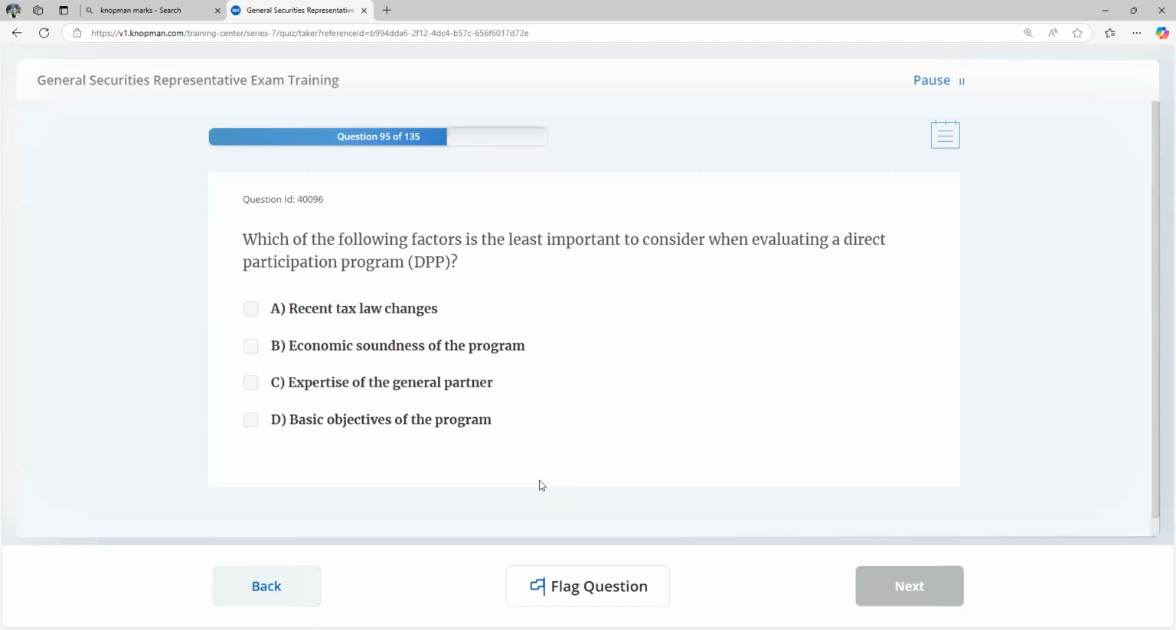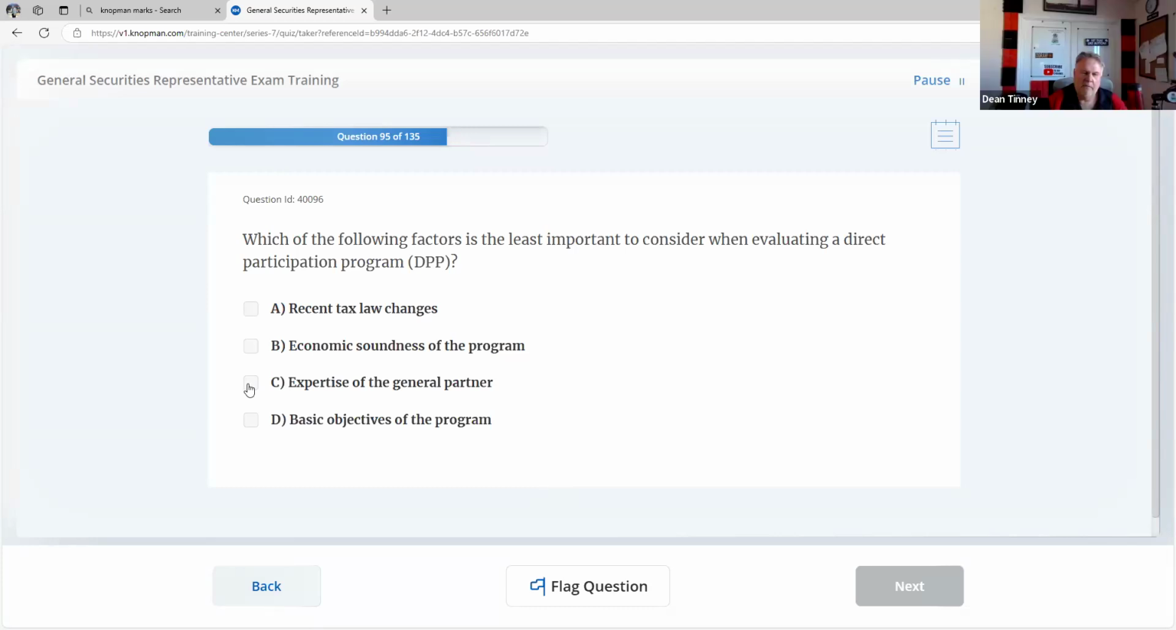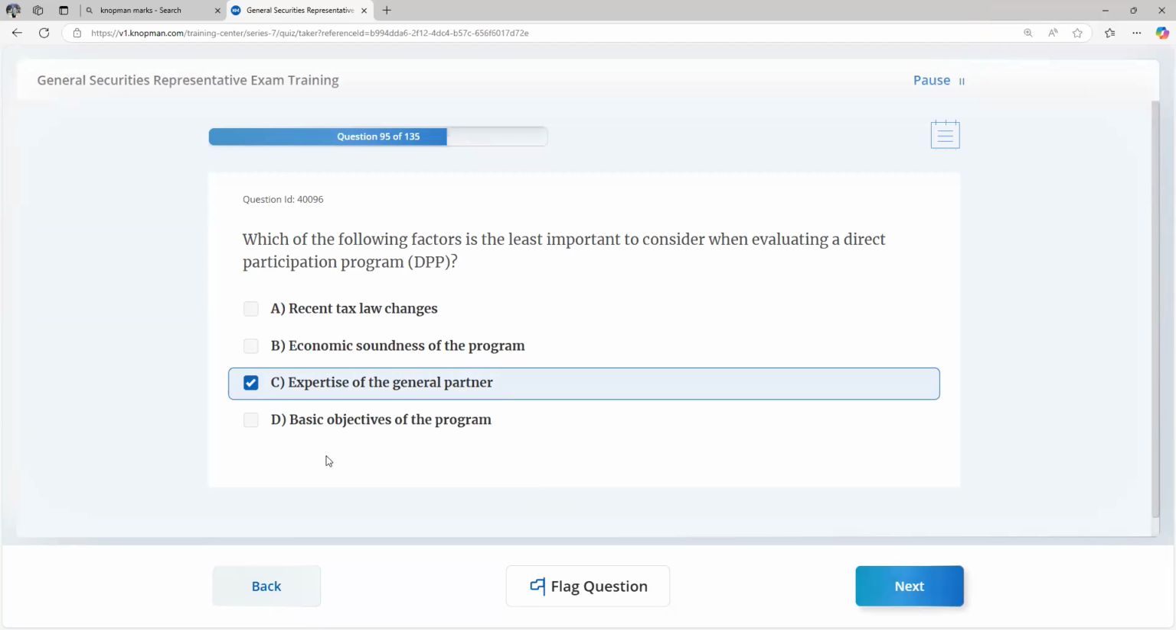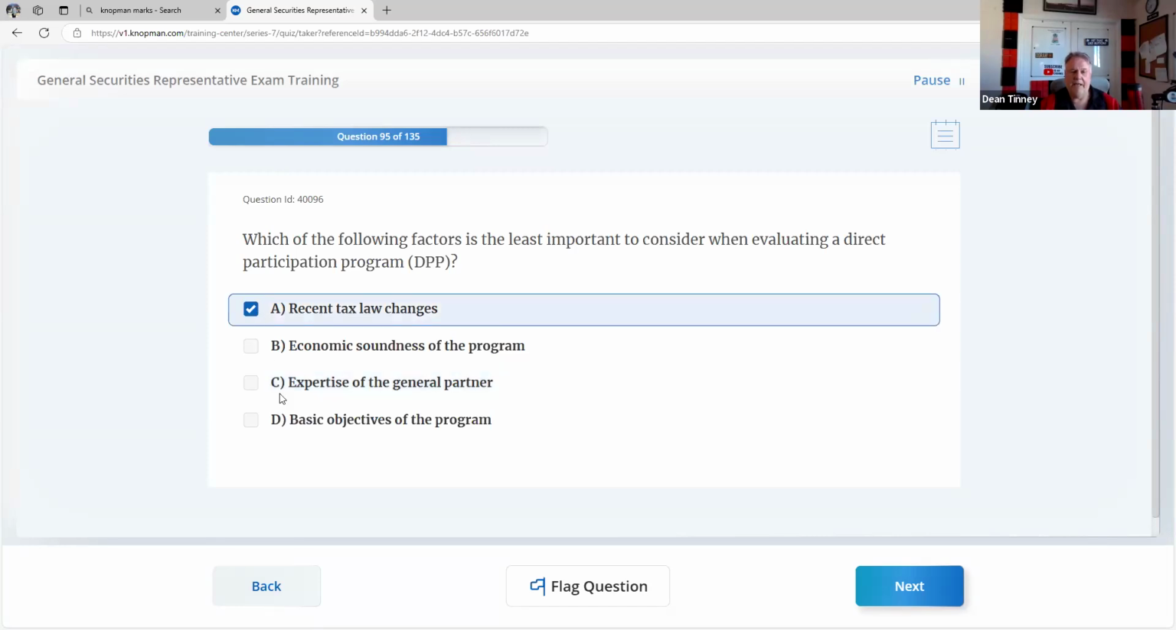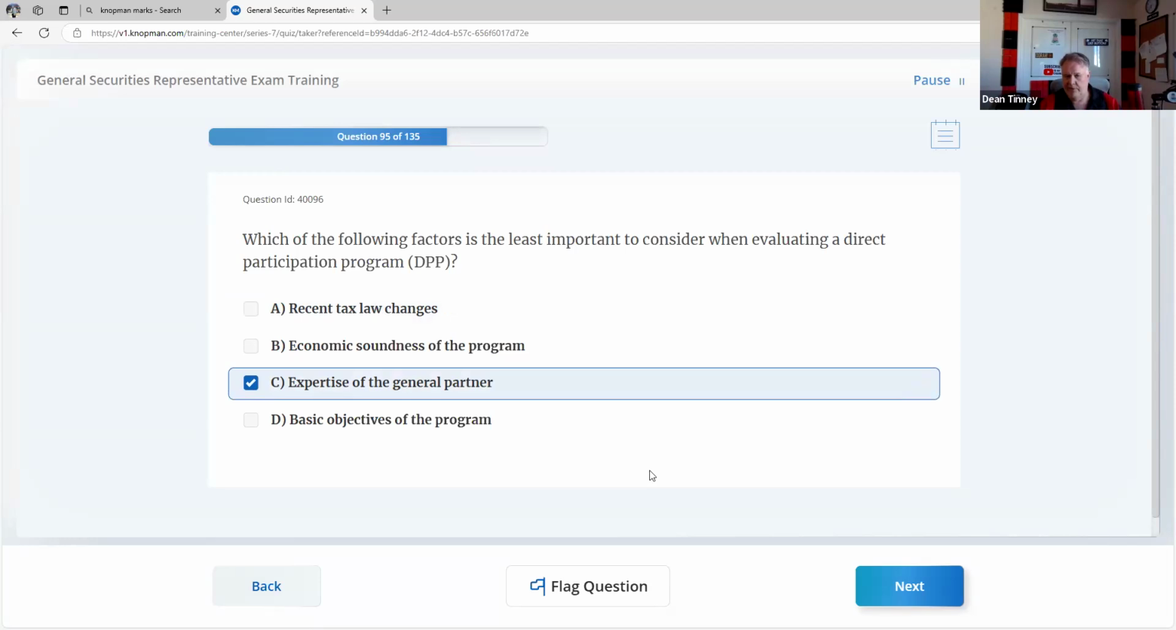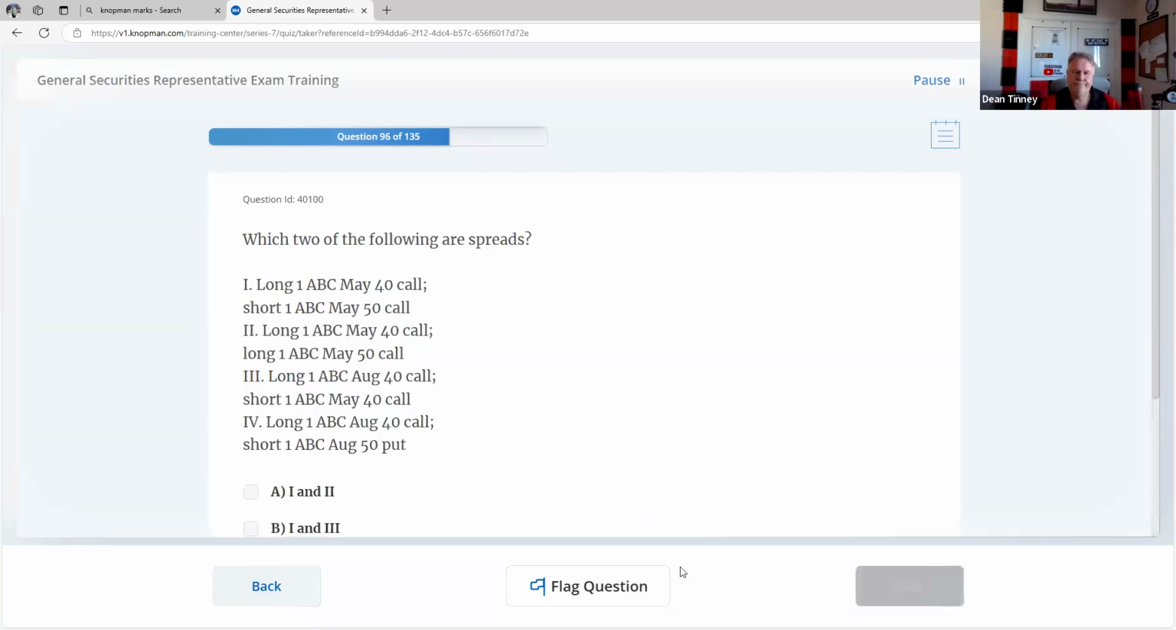Is it the expertise of the general partner? I'm going to say that is important. And I think what they're going to tell us is that we shouldn't let the tax tail wag the investment dog, that our tax considerations should be important, but not the driving force of the transaction. So I think the answer is going to be A, but I had to bring that to the question. I don't think that's in the question anywhere, but I'm going to say A, and we'll see what happens.